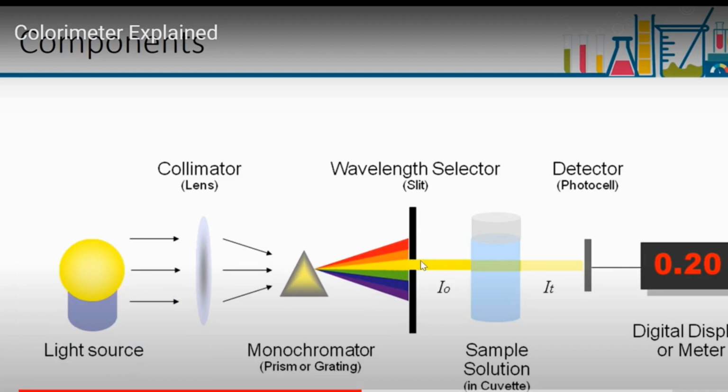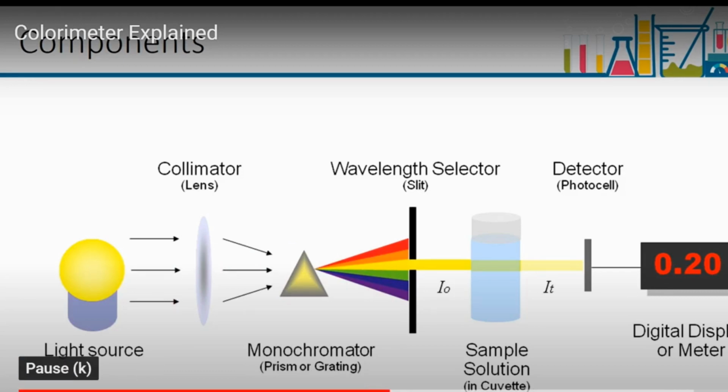The rest of the light only passes to the detector, and correspondingly a reading will be obtained, by measuring the difference between the amount of light at its origin and that after passing through the solution.